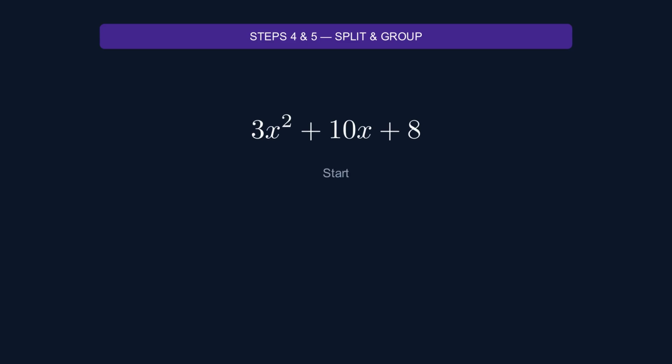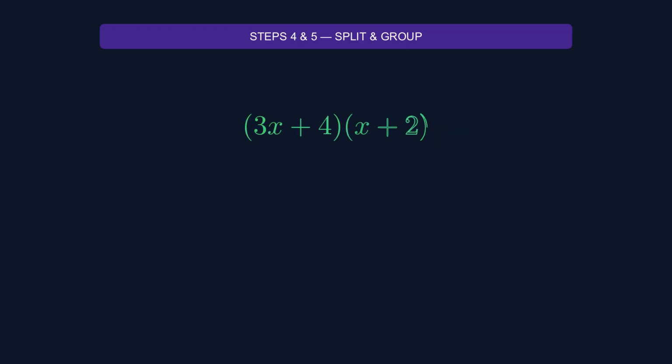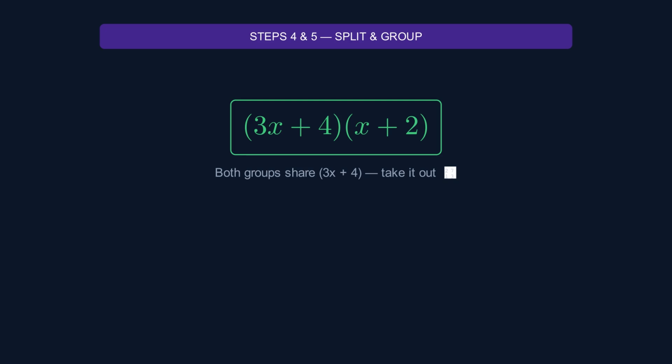The two numbers are 4 and 6. We split 10x into 4x plus 6x. Then we factorize each group. Both share 3x plus 4, so we take it out.